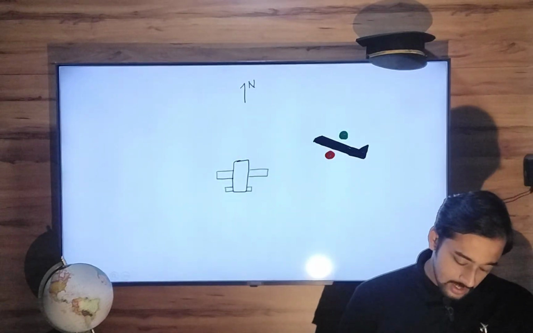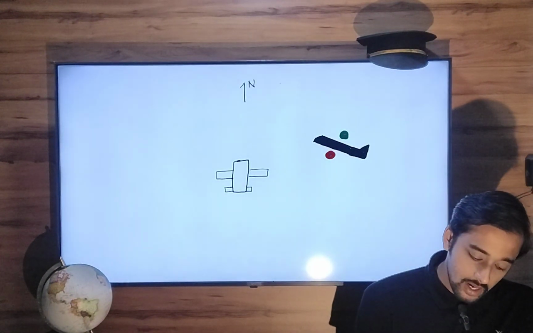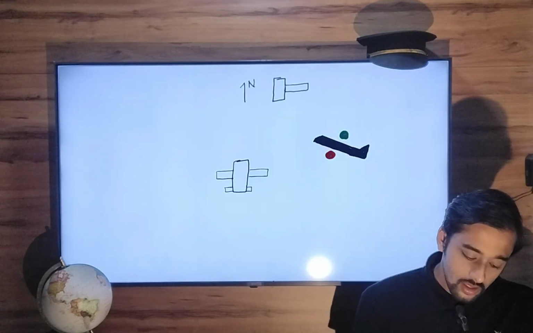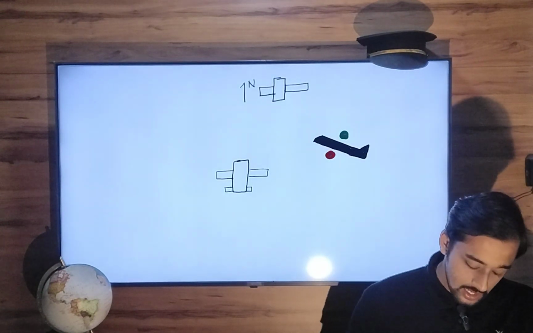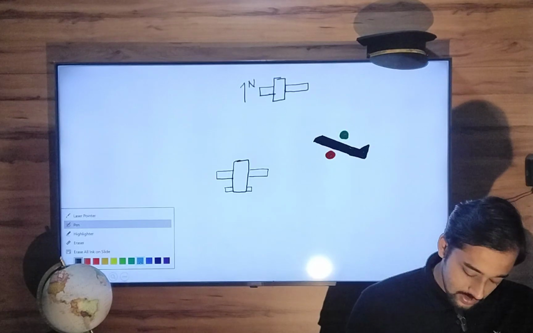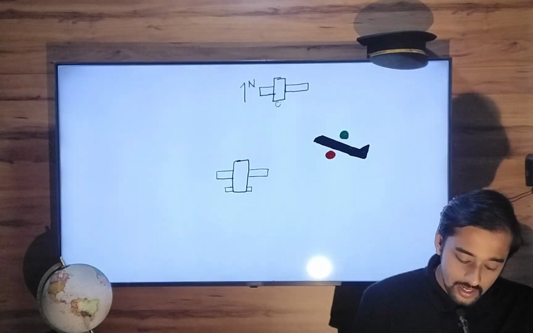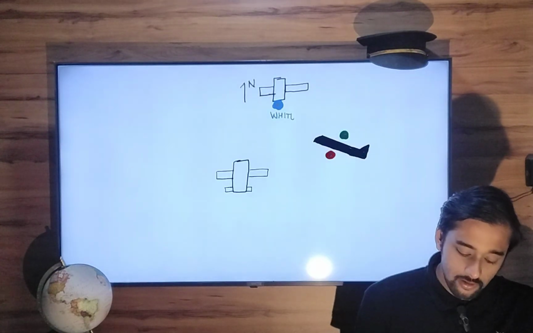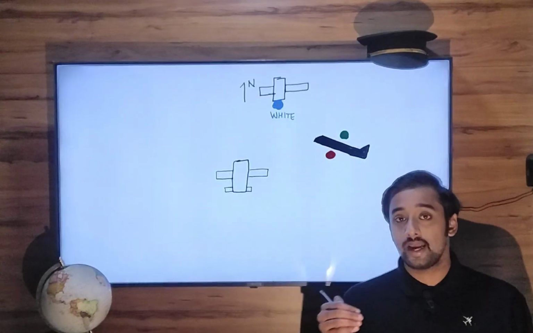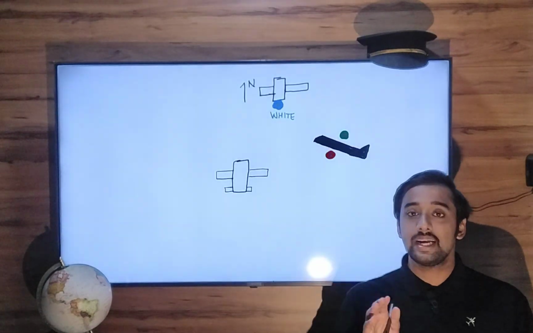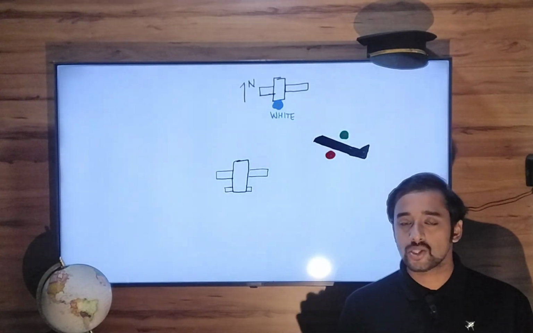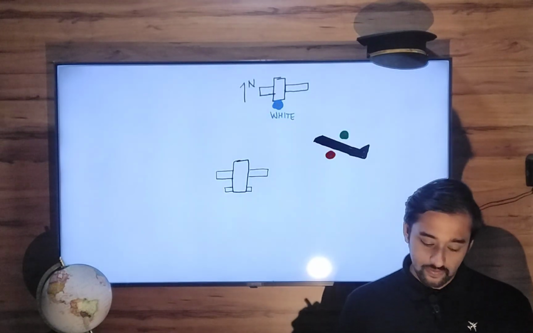Next, there is another aircraft on the right hand side, but you are only able to see the white light. I'm drawing blue color for white. You're only able to see the white light of that aircraft. Now, the white light is situated on the back end of the fuselage, near the vertical stabilizer and horizontal stabilizer at the back, right?